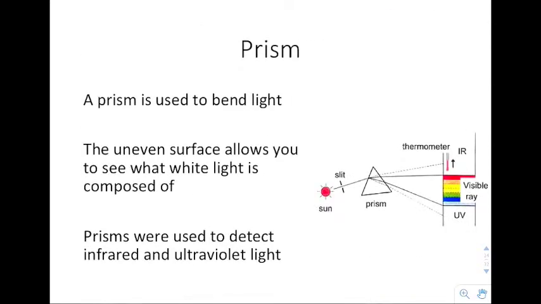A prism is used to bend light. There's an uneven surface, and so since you have this triangular surface, different parts of the light are going to hit it at different times, and therefore it's going to bend and separate the different colors of light. So prisms were actually used to detect infrared and ultraviolet light before we could detect them by other means. So you can actually hit the prism, you can measure the fact that there's something above purple and something below red.